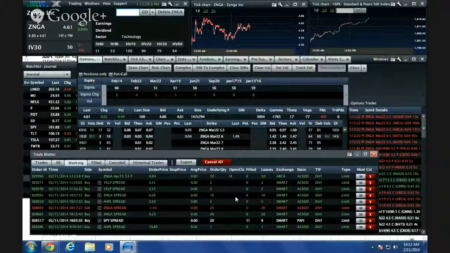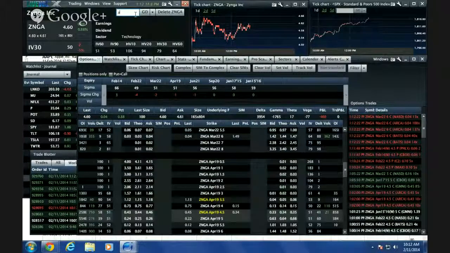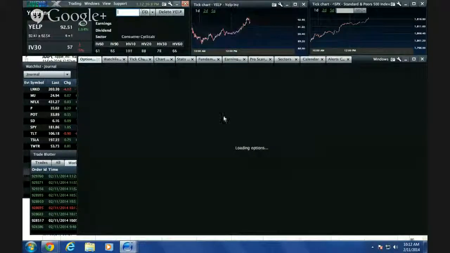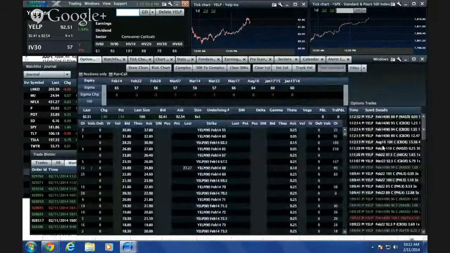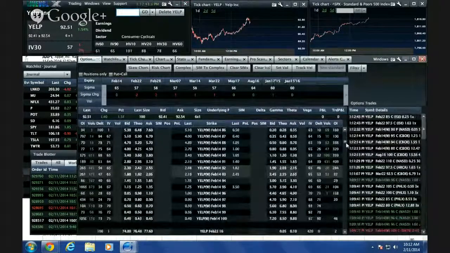So that's kind of what I'm working on now. As you can see, I'm also working on Yelp. So let me address that, because I didn't get any fills yet, but I did come up with an idea, looking at all the order flow and the volatility.